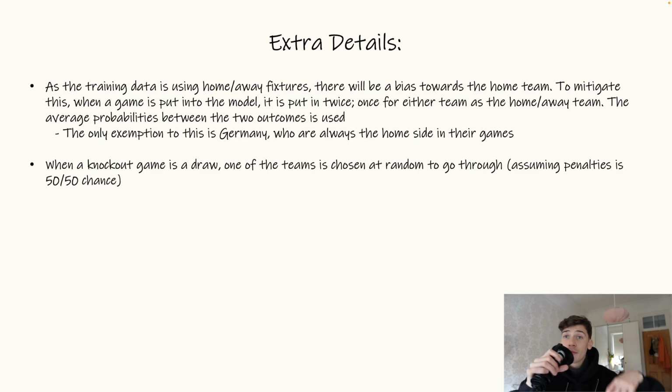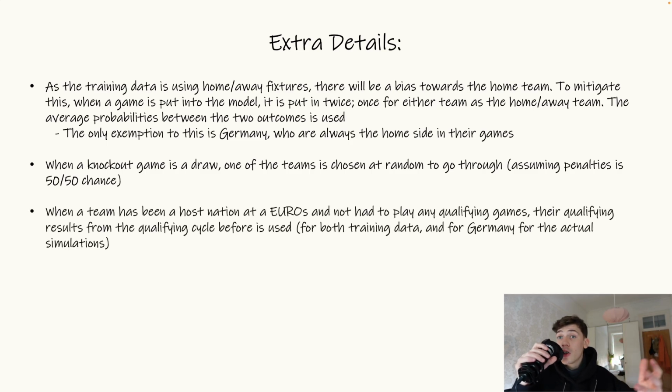Another question people might have is, when we put in a team like Germany, who haven't had any Euro qualifying games, how do we choose? Well, we just use the previous qualifying cycle, which isn't ideal, but it should still work, as the teams haven't changed too much in the 4 years. And this also applies to the training data, so when we're training on, say, Austria and Switzerland, when they were hosting the Euros, we'll do the same. We'll take their Euro qualifying stats from the previous cycle.